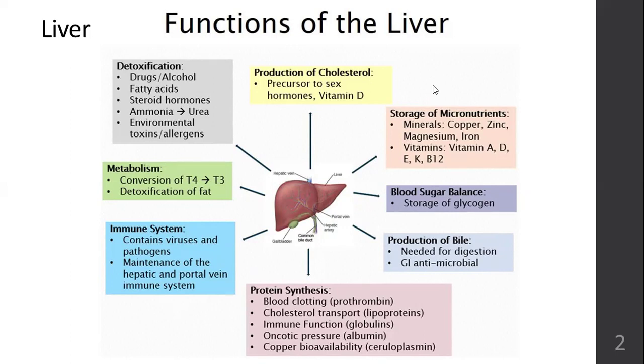Metabolism: converting T4 to T3, the thyroid hormones. Detoxification of fats as well, that is the metabolic function. So these are the main, critical functions of the liver. There is a lot of enzyme production as well that they have not mentioned here. Just like protein synthesis, enzyme synthesis also takes place in the liver. So these are the major functions of a healthy liver.